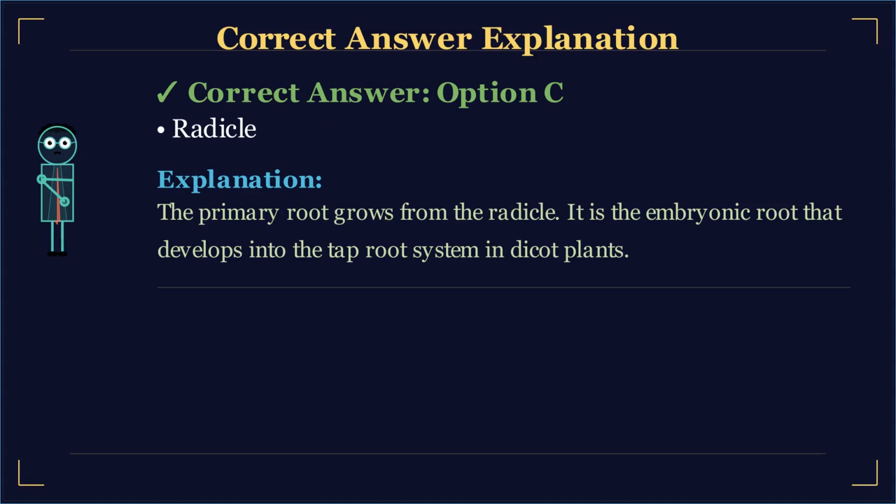Here's the explanation for the correct answer. The primary root grows from the radicle. It is the embryonic root that develops into the tap root system in dicot plants.